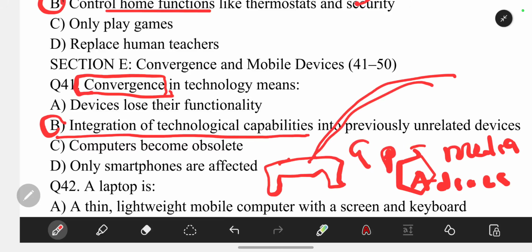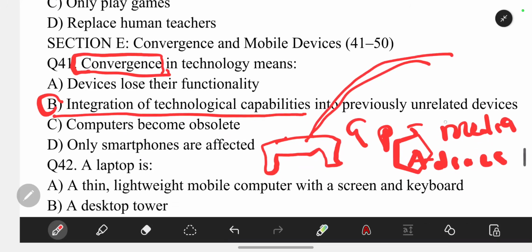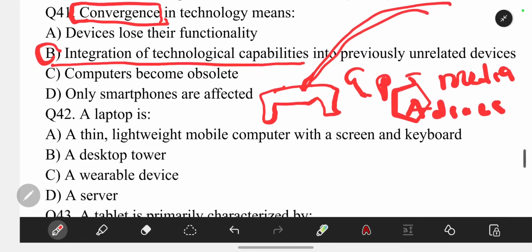So that is what we call convergence in technology, which is the integration of technological capabilities into a previously unrelated device. So a phone was never related with a GPS. It wasn't related with audio. It wasn't related with video, but it was just for calling. But they have integrated by now.